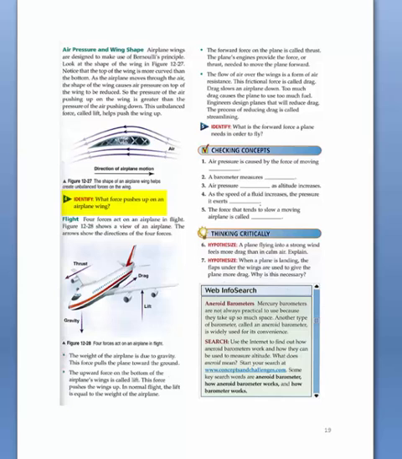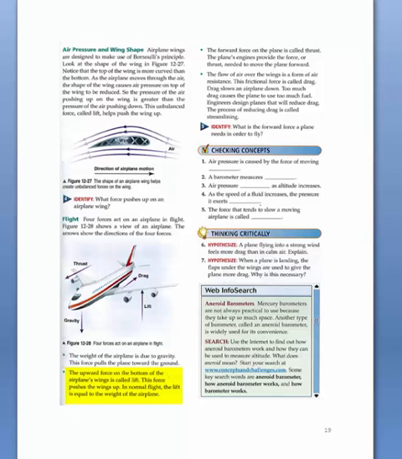4. Identify. What force pushes up on an airplane wing? Flight. Four forces act on an airplane in flight. Figure 1228 shows a view of an airplane. The arrows show the direction of the four forces. The weight of the airplane is due to gravity. This force pulls the plane toward the ground.